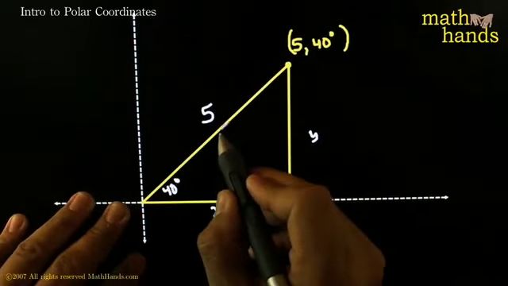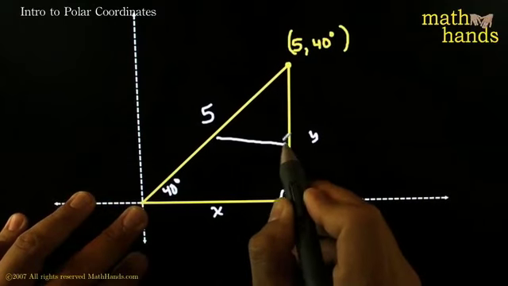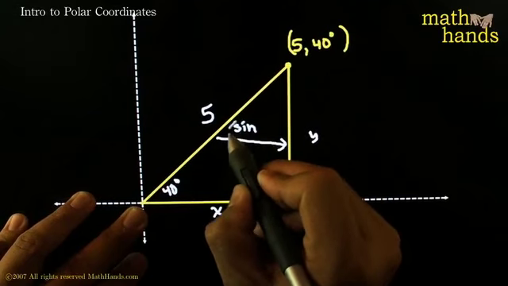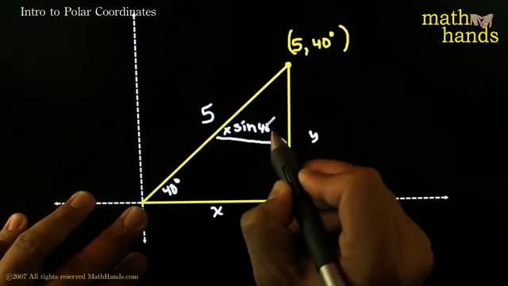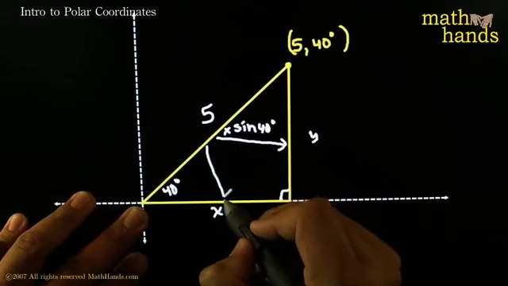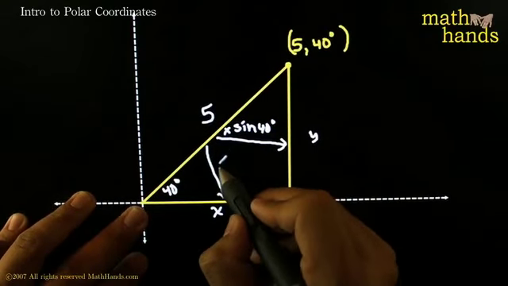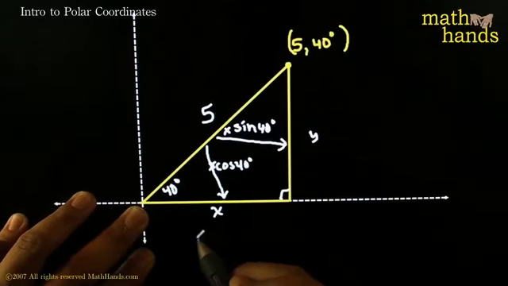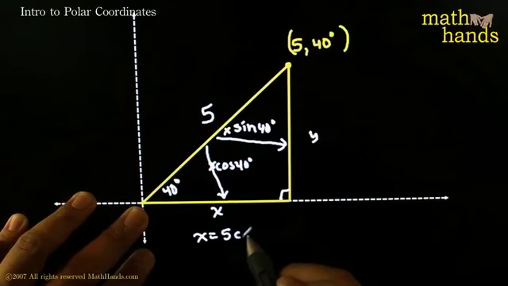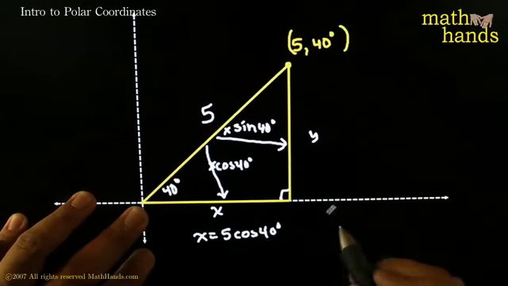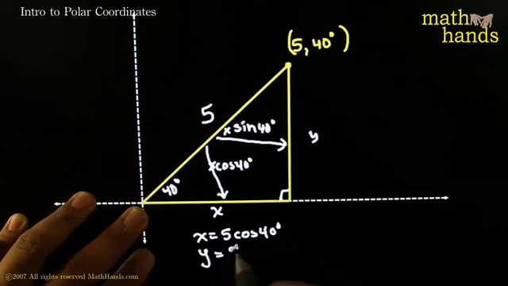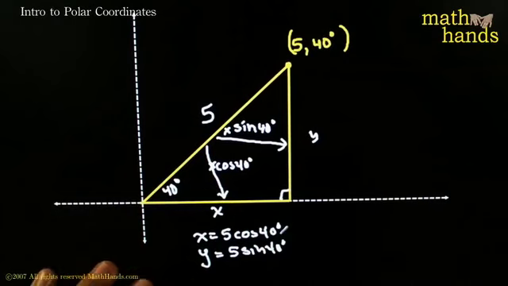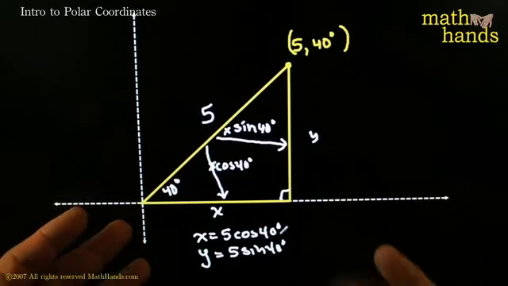Here's what you do. The ratio of opposite to hypotenuse is given by sine. So all you'd have to do here is multiply by sine of 40 degrees. The ratio of adjacent to hypotenuse is cosine. So all you'd have to do is multiply by cosine of 40 degrees. And so you'd get that x is equal to 5 times cosine 40 degrees, and y is equal to 5 times sine of 40 degrees.